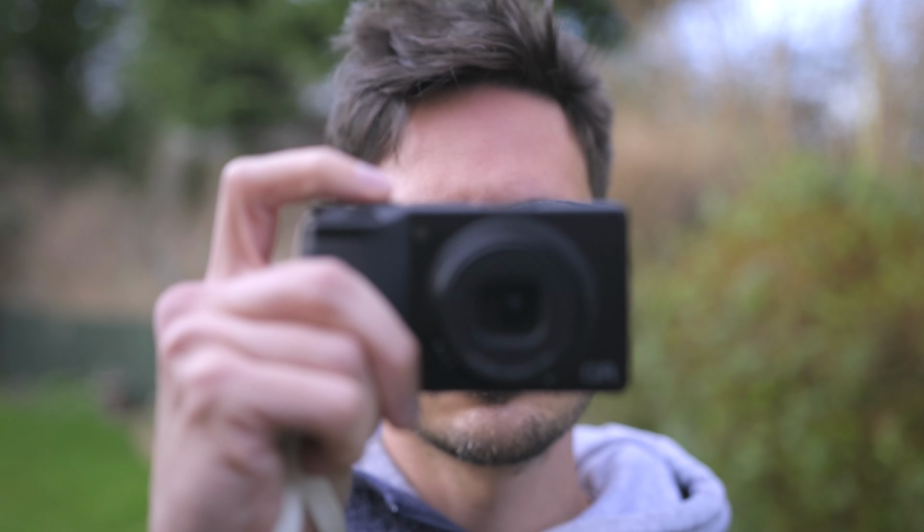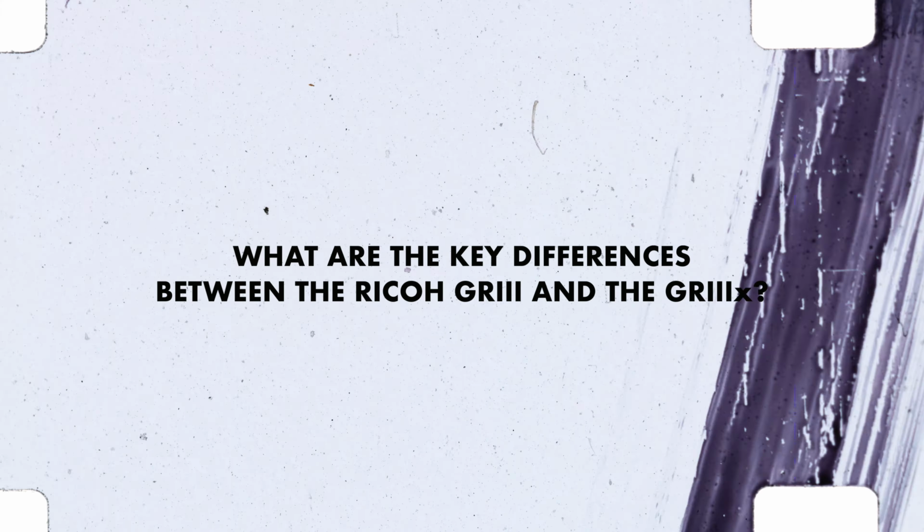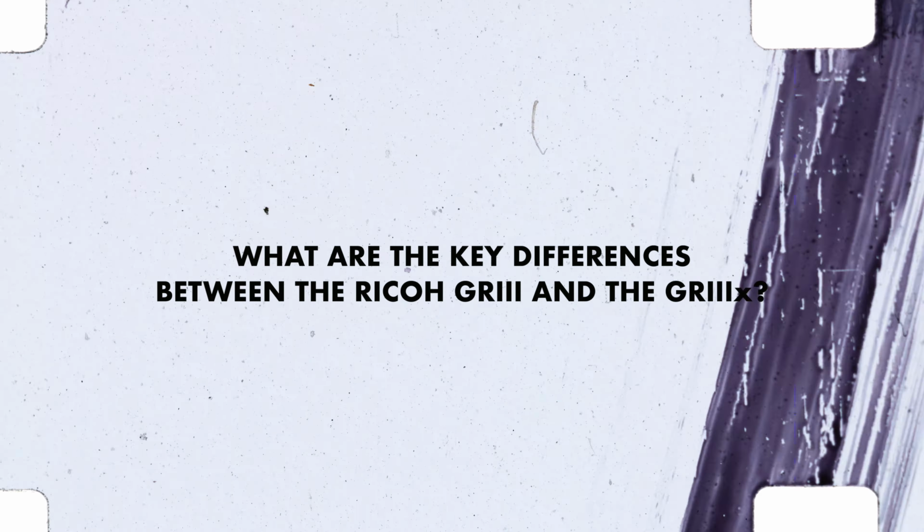Okay, so I've done this with my X Pro 3, and I've done this with the XH2S. And if you're interested in those two cameras, I'm sure you can find that on my channel. But today we're going to be talking about the RICOH GR3X, not to be mistaken with the GR3, which leads us perfectly into my first question. What are the key differences between the RICOH GR3 and the GR3X?